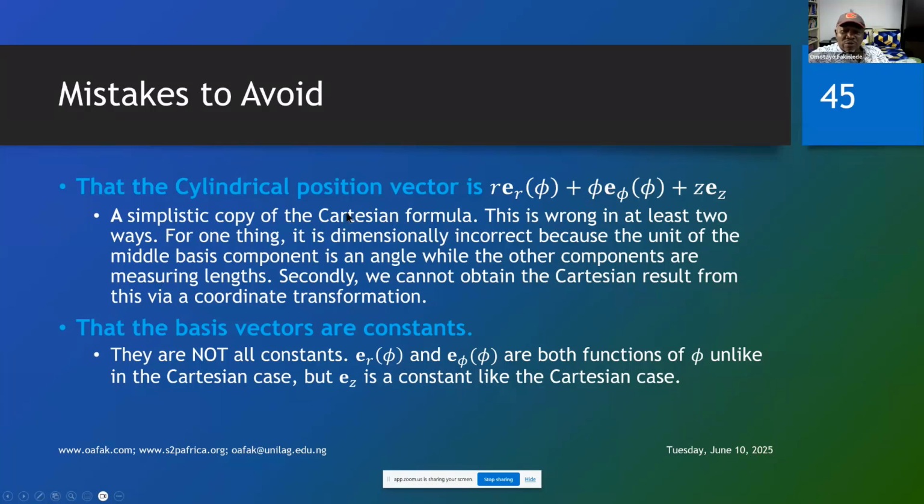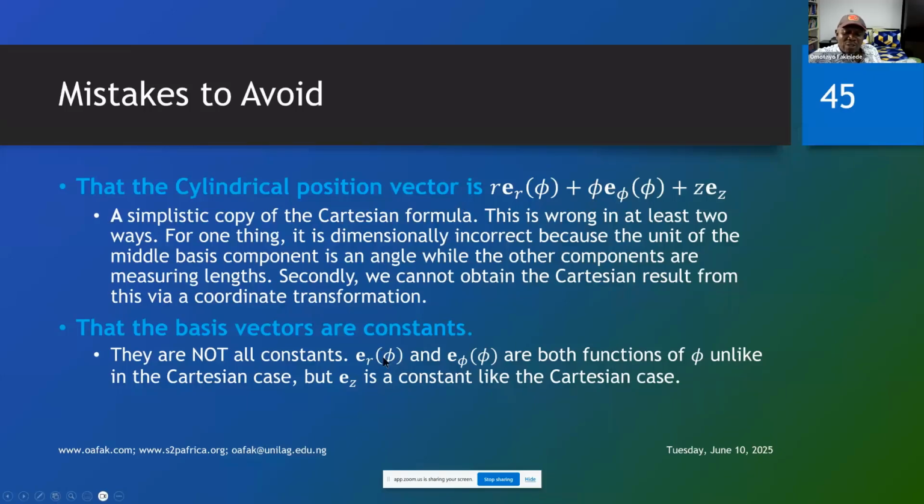Another thing you also need to be wary about is that you may be thinking that basis vectors are constants. They are not. The e_R is a function of phi, the e_phi is a function of phi, and only e_Z is a constant. So you have three basis vectors in the cylindrical. Only one of them is constant, like in the Cartesian case. The other two are functions of phi.